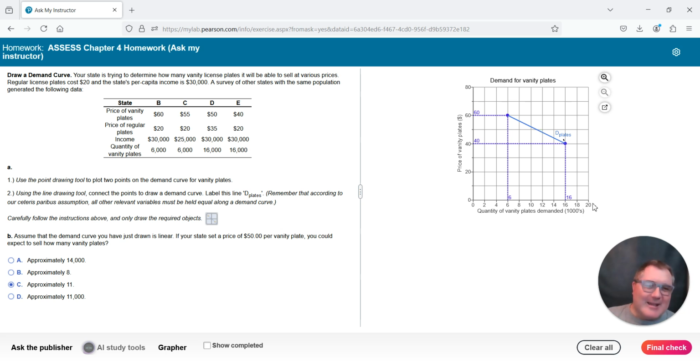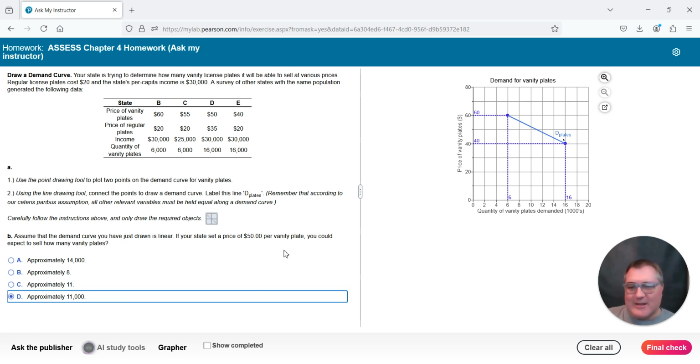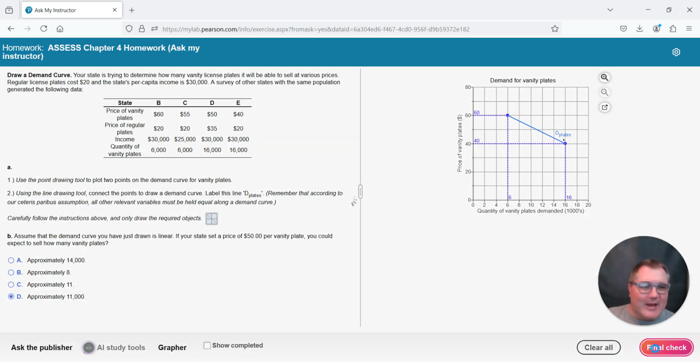Oh, it's in thousands, so it tricked me, right? So yeah, we gotta be careful. It's not 11 plates, it's 11,000 plates. So it tricked me. So now it should be right. Yep. Okay, that's correct. All right. Hopefully that helps.